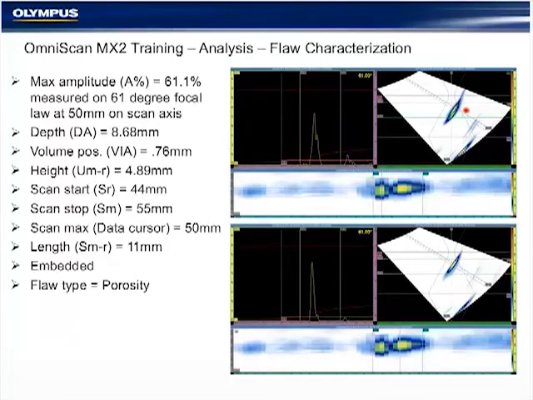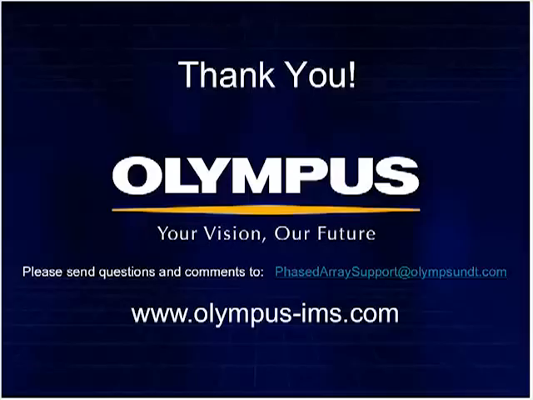So that is going to conclude today's lesson. We talked briefly about the encoder setup of a prepared sector scan and the 5 components of the analysis.